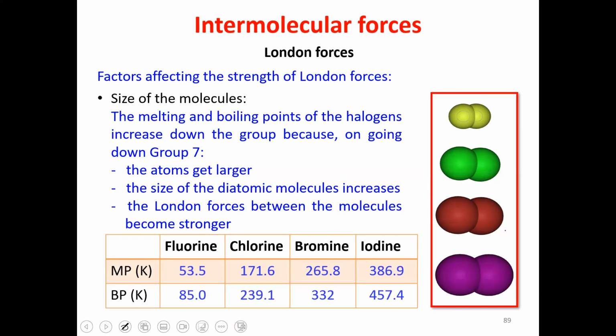So can you repeat for me? We are discussing the strength of van der Waals forces. If you go down group 7, look at this table and then answer. What is the trend in melting and boiling point?